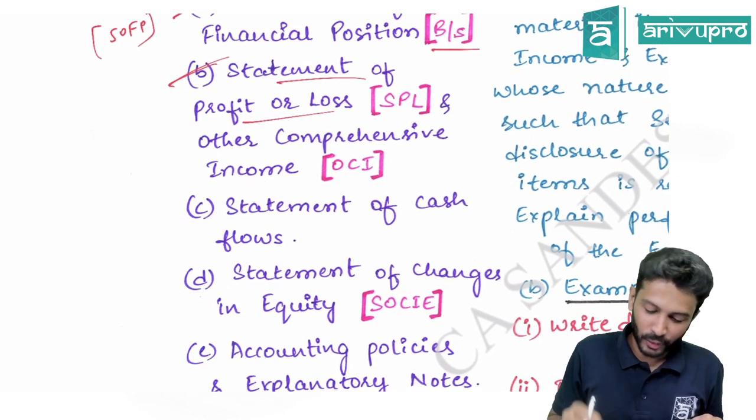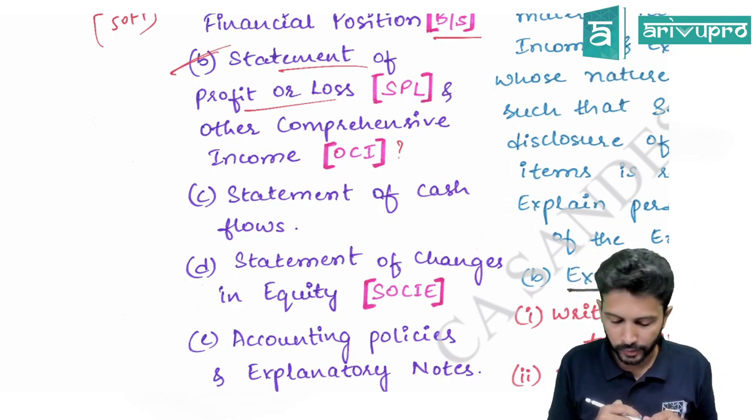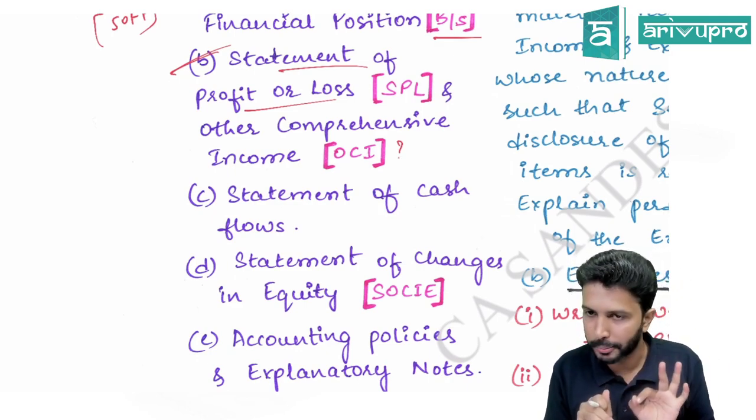Okay, we don't know, no problem. So let's put this one question mark with OCI. I'll explain what this is, other comprehensive income.